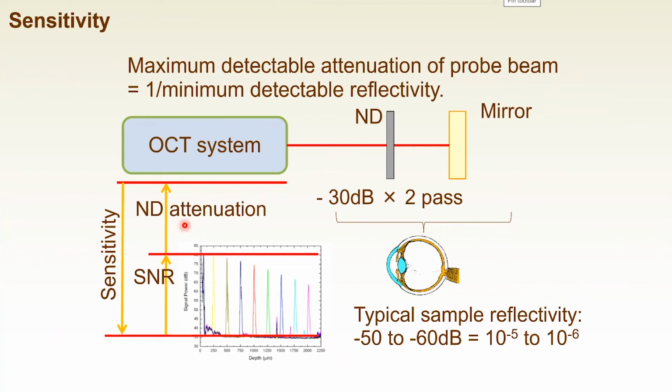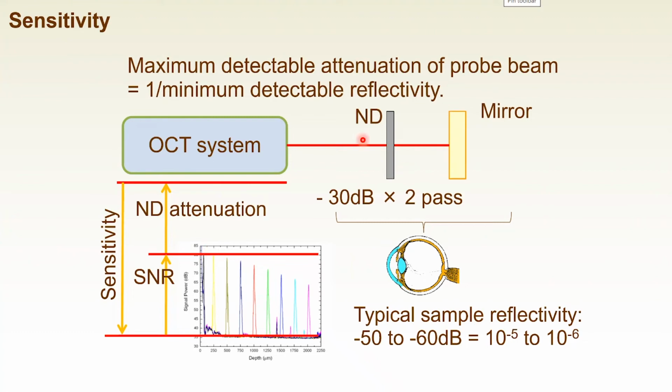Okay? And then, assume this yellow signal. If there is no attenuation, meaning the sample reflectivity is 100%, 0 dB, the signal should be here. And then it is reduced by the attenuation of the neutral density filter, and here is the real signal. And the noise floor is here, right? So the ratio between this point and this noise floor point is the sensitivity of the system. But in reality, what you measure with the system is the signal to noise ratio. Okay, what we can measure is only the signal to noise ratio, not the sensitivity.